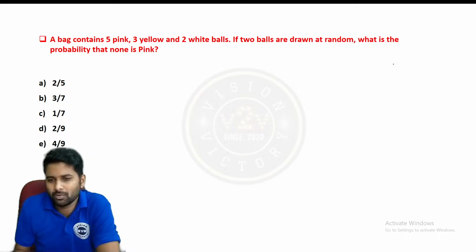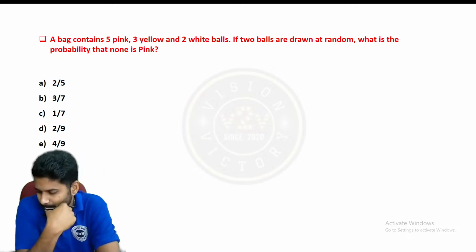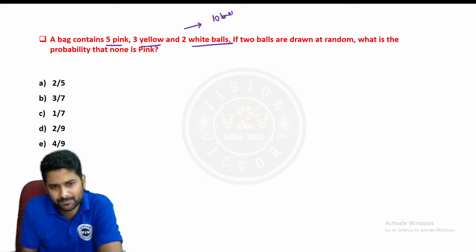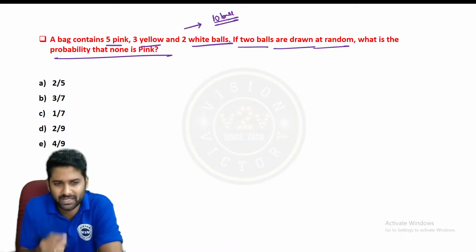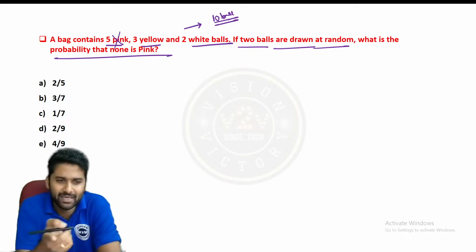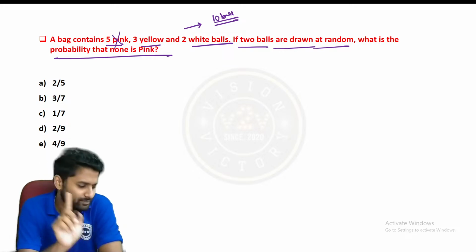It's all about probability. Identify the favorable conditions and total conditions. A deck contains 5 pink, 3 yellow, 2 white balls. So in total how many balls are there? Exactly 10 balls. Out of these 10 balls, if 2 balls are drawn at random, what is the probability none is pink? Guys, we don't want pink. So those 2 balls can be either yellow or white.